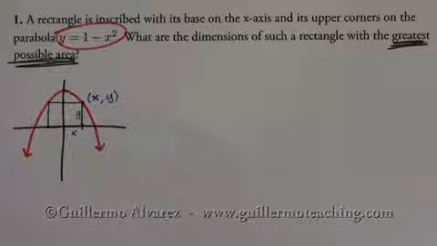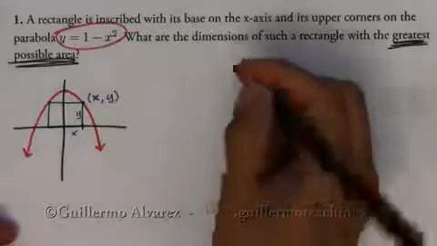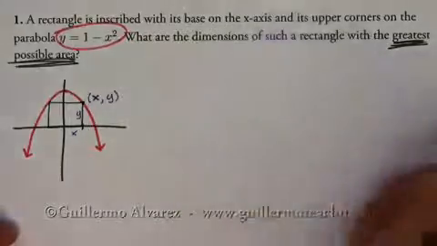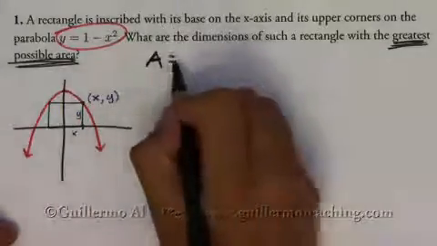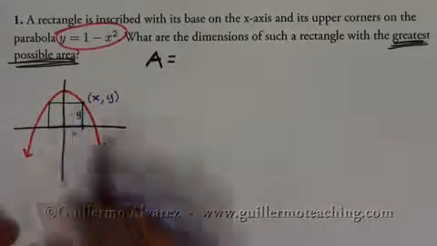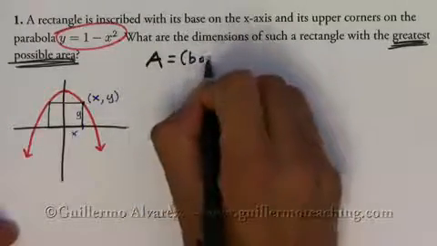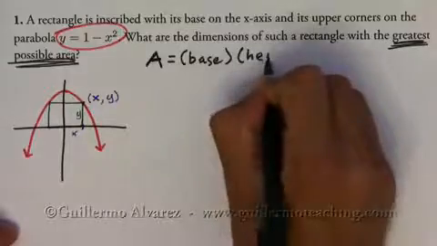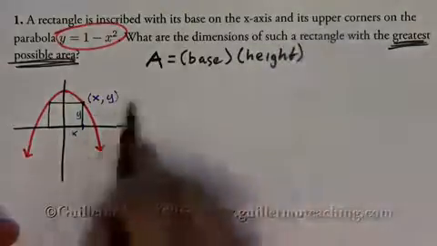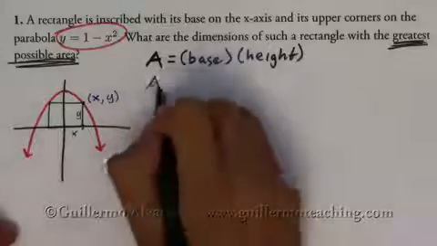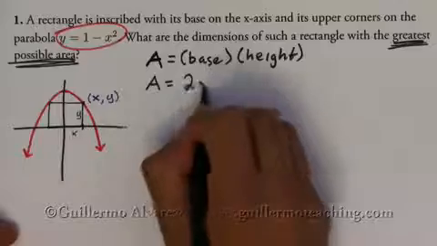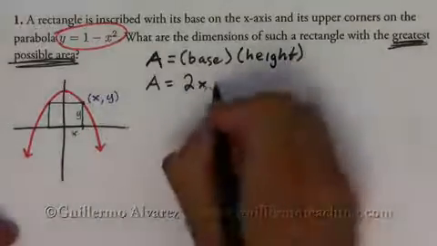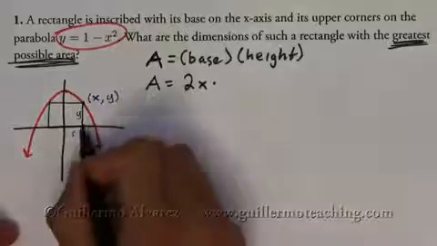After you draw a picture, remember that you write down the formula that you're trying to maximize or minimize. In this case, that formula is the area of the rectangle. The formula for the rectangle is base times height. But now we want to put it in terms of this guy, so the base is not x, but actually 2x, twice this much, times the height, which is y.